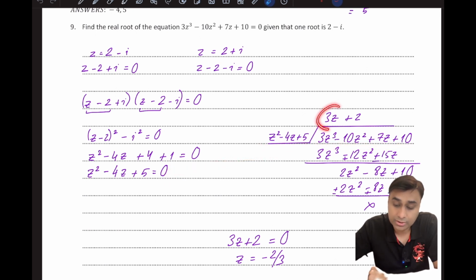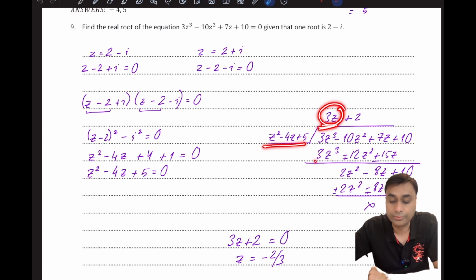So to get the first term of the quotient, you divide the first term of the dividend by the first term of the divisor. So 3z cubed divided by z square gives you 3z. So that's going to be your first term of the quotient. Once you get the first term of the quotient, then you multiply the entire divisor by this first term.